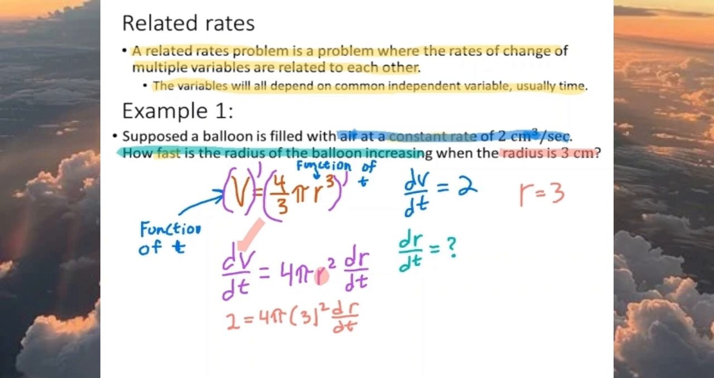When we solve for dr/dt, we get that dr/dt would equal 1/(18 pi). As for units, whenever we're finding the units of a derivative, it will always be the units of the dependent variable divided by the units of the independent variable. The radius is measured in centimeters, and from the rate at which our volume is changing, we can tell that time is being measured in seconds. So dr/dt equals 1/(18 pi) centimeters per second, which is our answer to how fast the radius of the balloon is increasing.